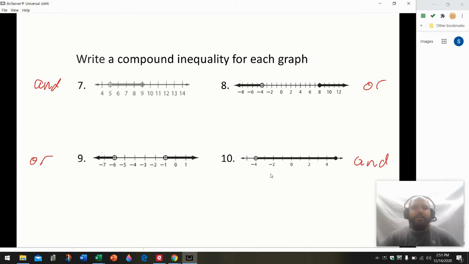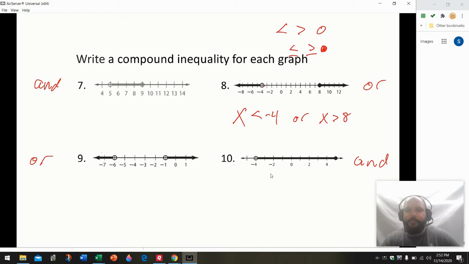And the reason why you need to do that is because it's going to change how you write the inequality. Okay, the ORs are easier. I'll give you an example. This part right here says, and we're just going to use an X, X is less than negative 4. Now, why is it a less than? Well, because it's an open dot. Remember, less than or greater than use open. Less than or equal to, greater than or equal to use closed. And then we're going to write OR, and then this is going to say X is greater than 8.